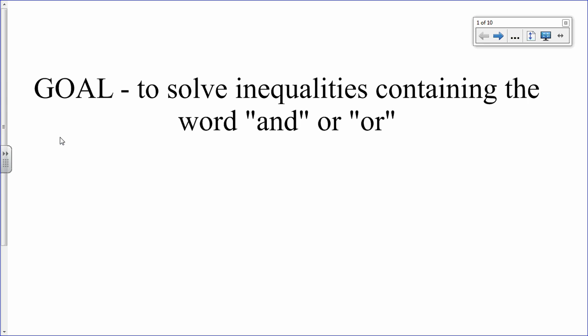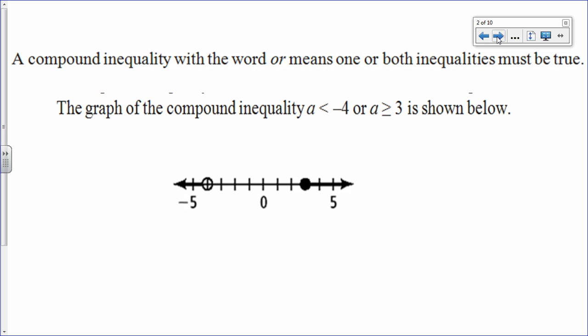Hi everyone, today's goal is to solve inequalities containing the word "and" or "or." A compound inequality with the word "or" means that one or both inequalities must be true.